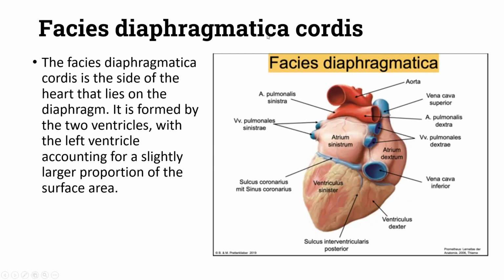Facies diaphragmatica cordis, the lower part containing the atrium sinister, atrium dexter, the vena cava inferior, part of the ventriculus dexter and part of the ventriculus sinister, and also maybe mention the sulcus interventricularis posterior. The facies diaphragmatica cordis is the side of the heart that lies on the diaphragma. It is formed by the two ventricles, with the left ventricle accounting for a slightly larger proportion of the surface of the heart.